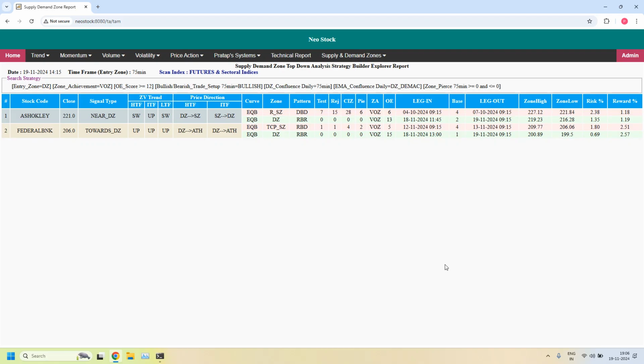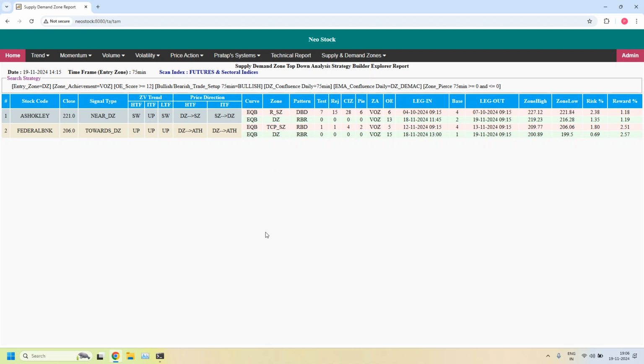And moreover, both these 75 minutes zones are demand zones. We are looking for bullish trade setup, right? Not high liquidity. Supply zones are high liquidity, but both are pierced zones. So these demand zones are very strong, high probability setup supported stocks.